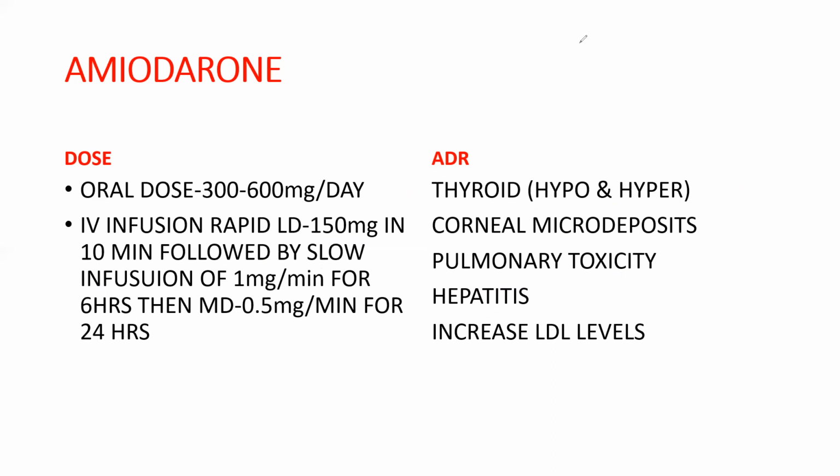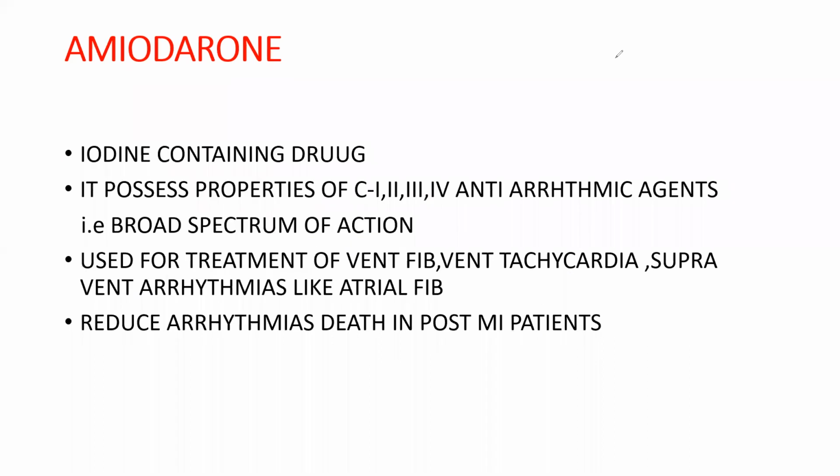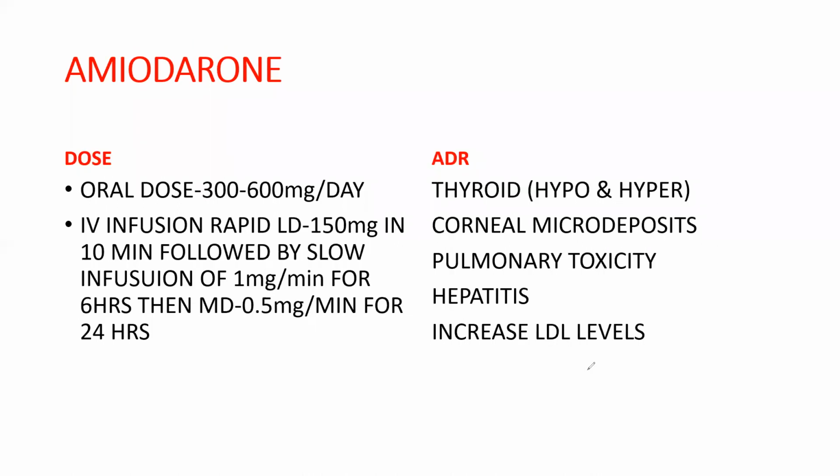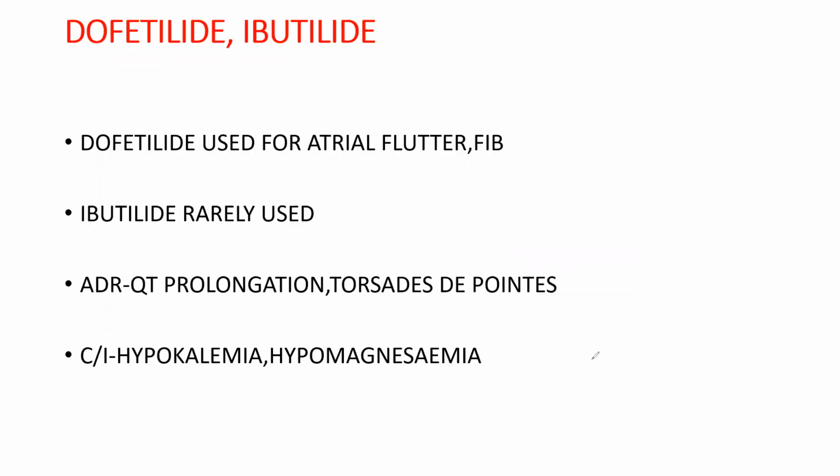So here we finished amiodarone. It is an iodine containing drug. It has broad spectrum of action, that is class 1, class 2, class 3, class 4 properties. It is used for the treatment of ventricular fibrillation, ventricular tachycardia, and atrial fibrillation. It reduces arrhythmic deaths in post-MI patients. Coming to the doses, oral dose as well as IV loading dose and maintenance dose, and ADRs. In those ADRs, the important ones are corneal microdeposits and pulmonary toxicity. And coming to dofetilide and ibutilide.